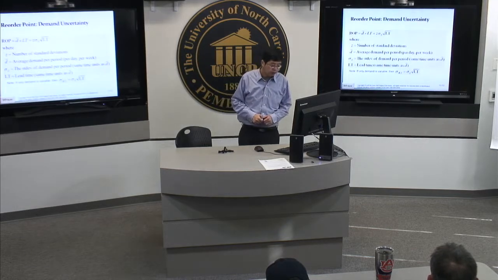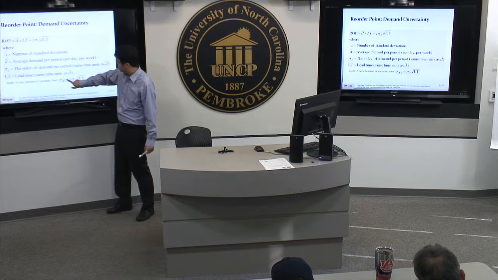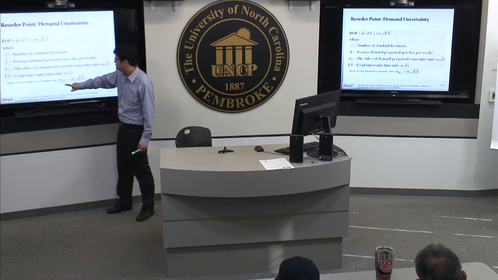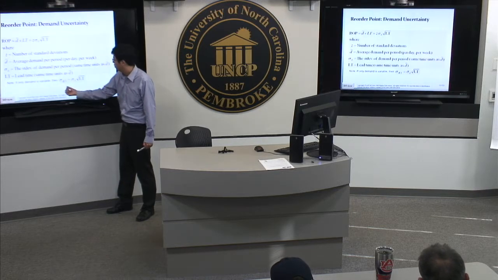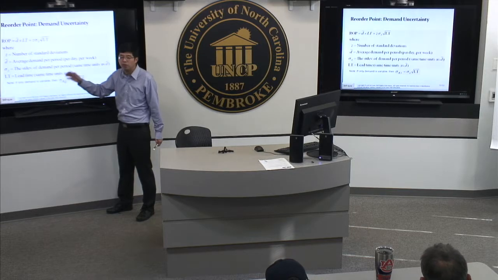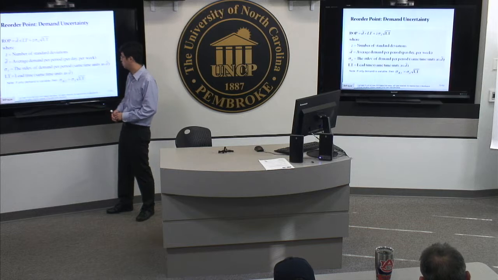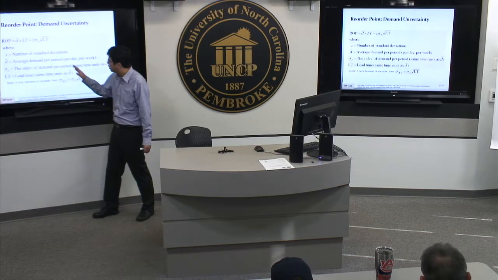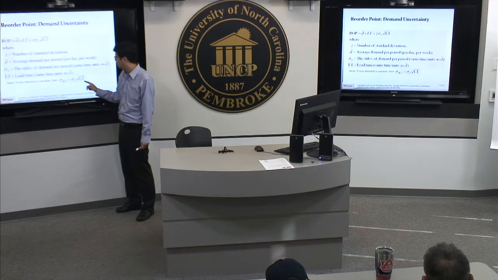So you can see here, the general formula of the reorder point involves sigma DLT. It's the standard deviation of the demand during the lead time. That's the general case, which is hard. In fact, it's very, very hard to estimate. But in this example, it's kind of easy because lead time is fixed. So we can use this formula.